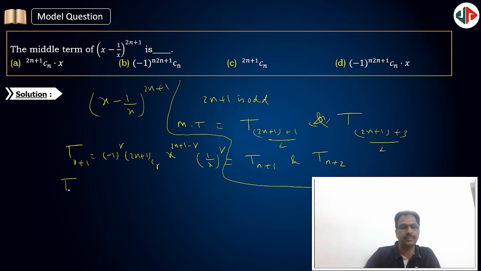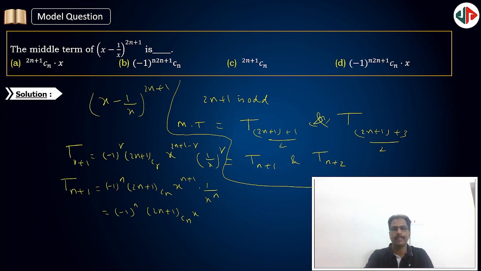Now we require T(n+1), so put r is equal to n. So (-1)^n, (2n+1)Cn. If you put r is equal to n, you get (n+1) here into 1 by x^n here. So the final simplification gives (-1)^n (2n+1)Cn into x. Option D.